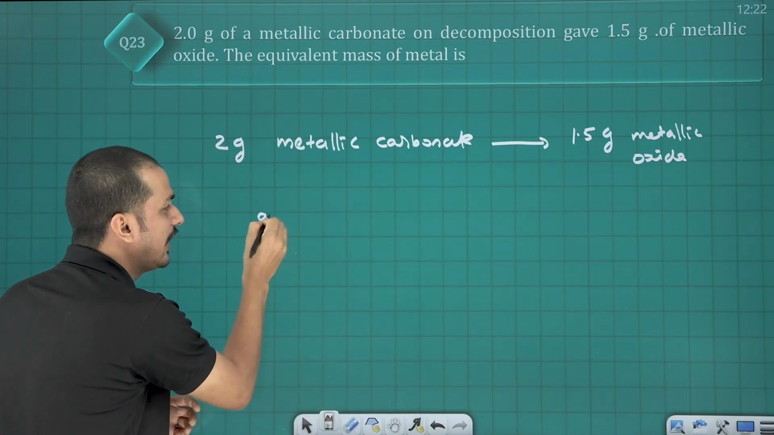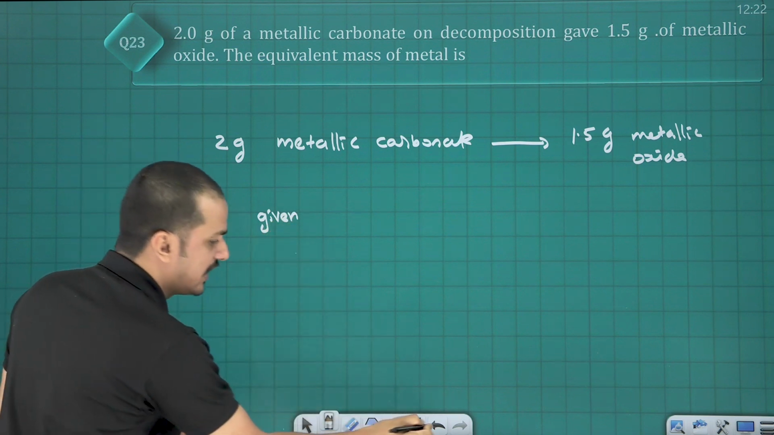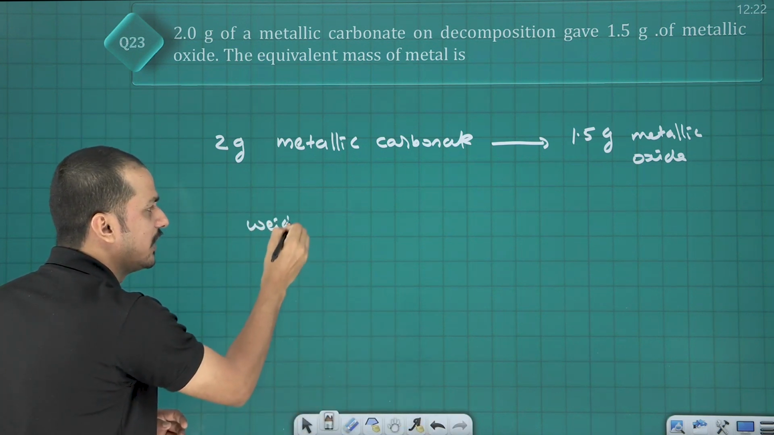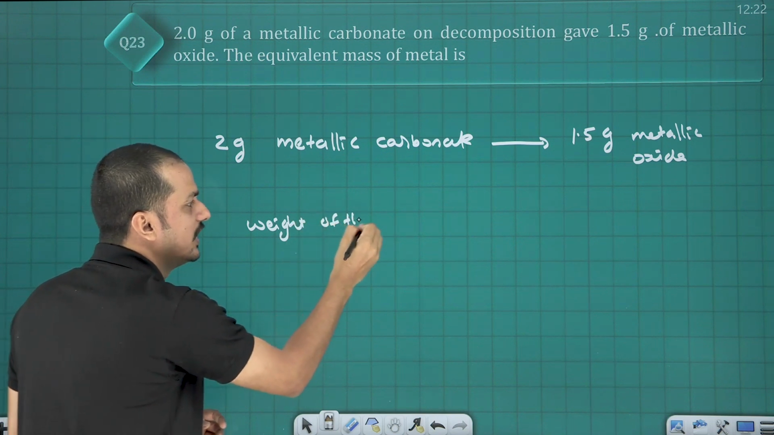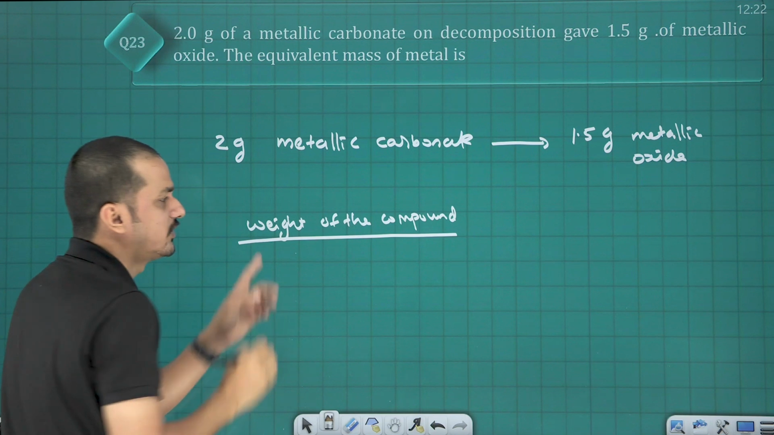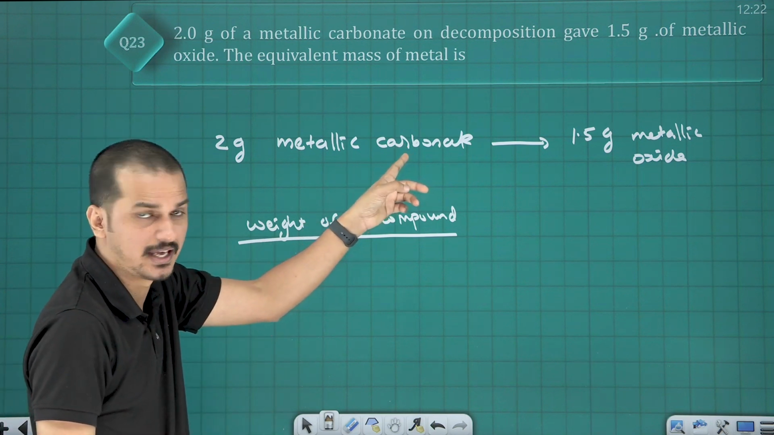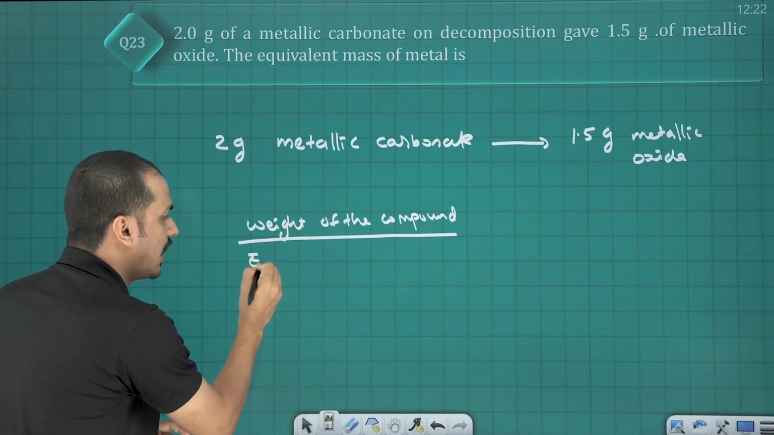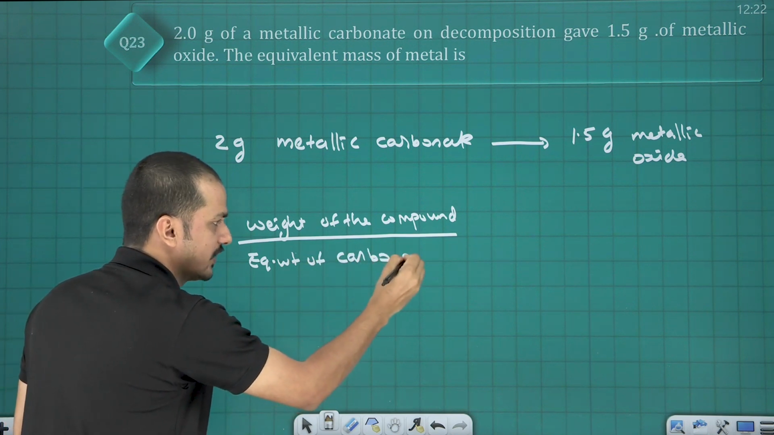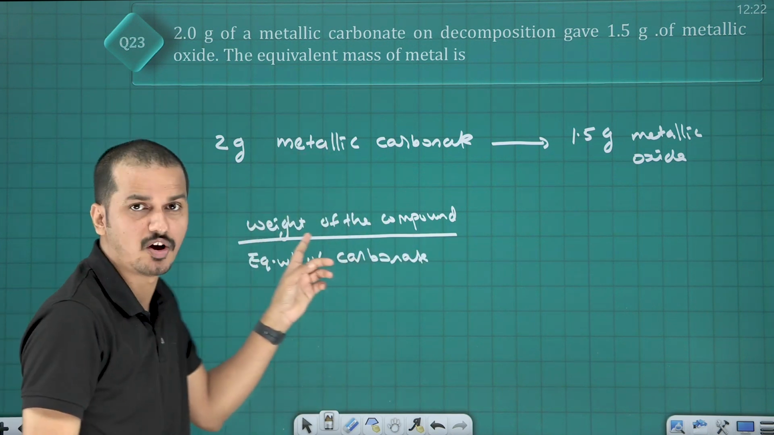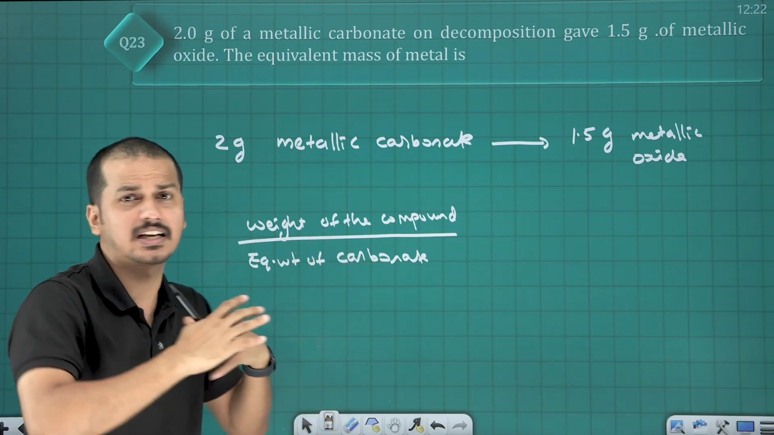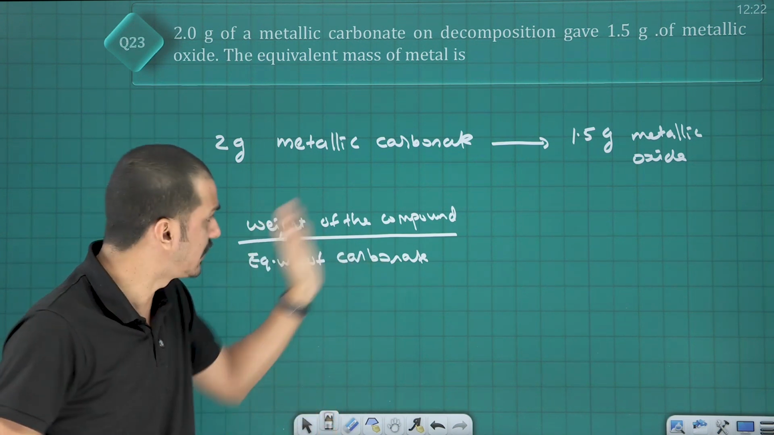The idea to keep in mind is: weight of the compound divided by equivalent weight of the compound. Here it is weight of the carbonate divided by equivalent weight of carbonate. If something A, then weight of A divided by equivalent weight of A. That's the way we have to do it. We don't need the complete balanced chemical equation. We can do like this.